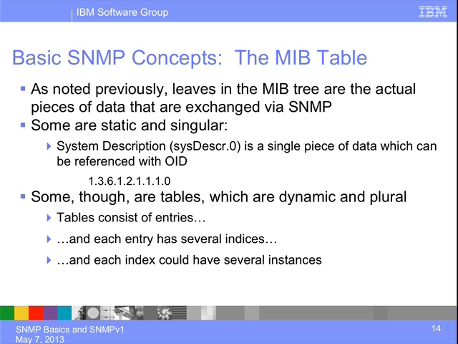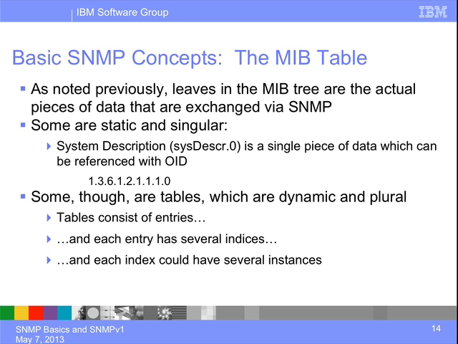A good example of this is the system descriptor, or sysDescr. For any SNMP environment, there will only be one description for that system. For objects like this, the OID always ends with a .0. For example, the path leading up to sysDescr is 1.3.6.1.2.1.1.1, and the sysDescr object itself is the 0.